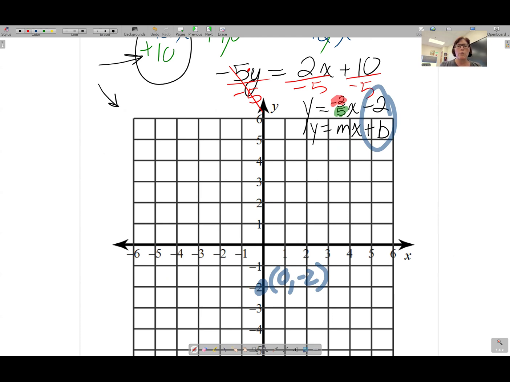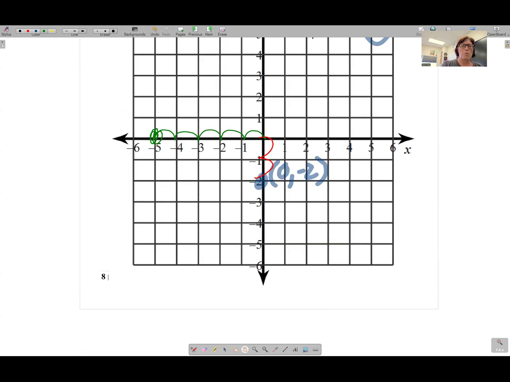So from here, I'm going to rise 2 and run left going 5. 1, 2, 3, 4, 5. Or I can drop 2 from the same point and go to the right 5. 1, 2, 3, 4, 5. But either way, I get a downward tilting line from left to right.